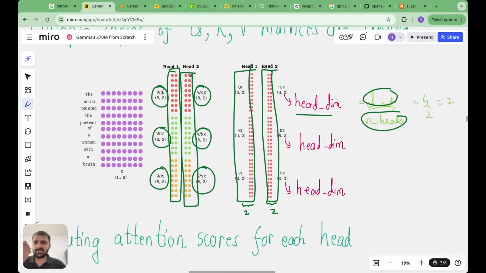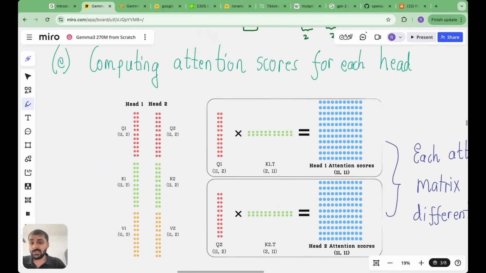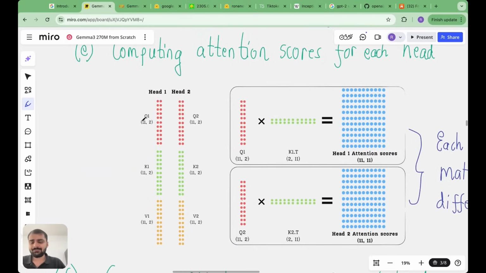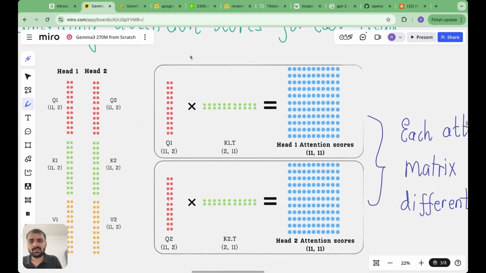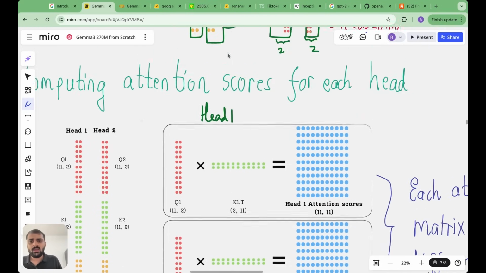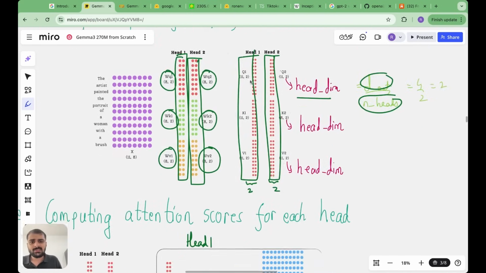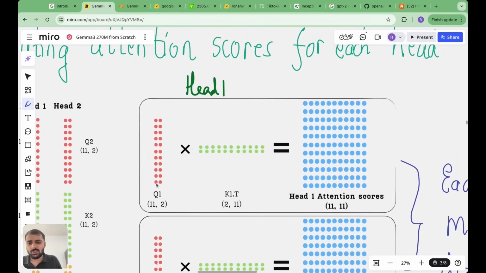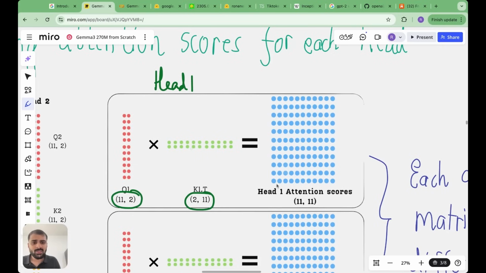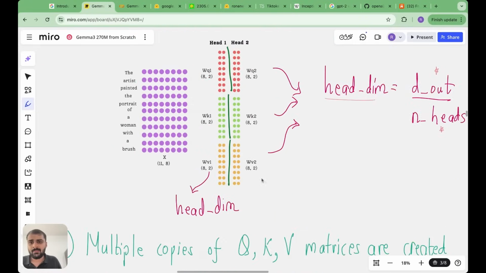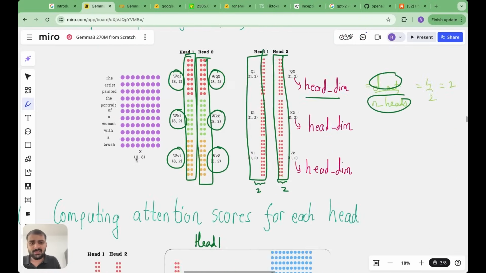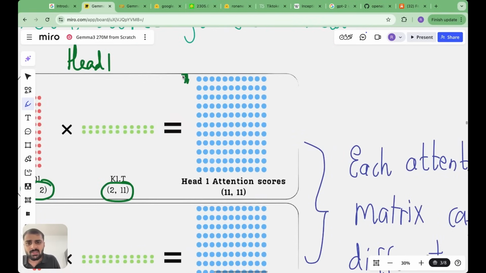And remember, I mentioned that this is the step where every token gets to know about its neighbors. The way it happens is that, if you look at head number 1, you have this query vector, which is multiplied with the keys transpose. If the query matrix is 11 comma 2, the keys transpose is 2 comma 11. So you have attention scores which are 11 comma 11, and this attention score actually carries meaning. These are 11 tokens, starting with "the artist", and here also these are 11 tokens.